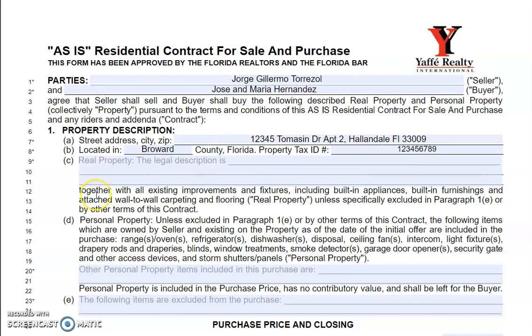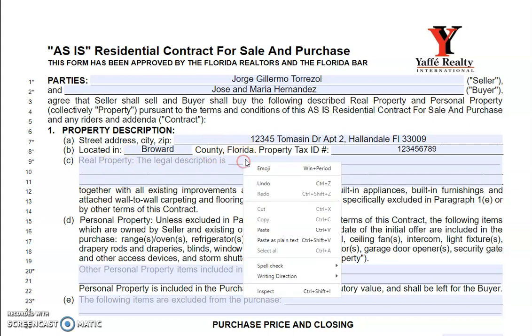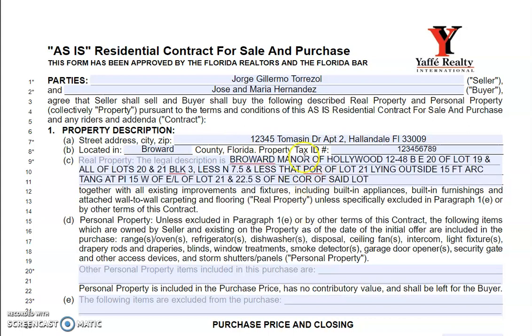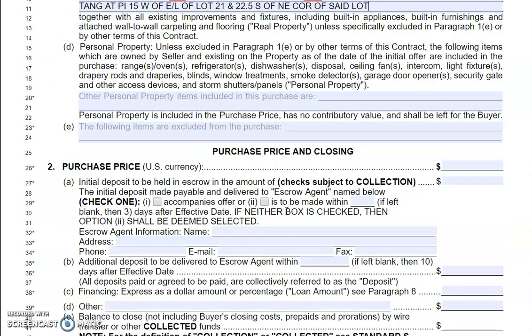And here comes the legal description. The legal description normally is something like that. This is not the exact one, but something like that, with a lot of numbers and letters. You're going to find it on the tax roll also. Okay. Now here comes the personal property.